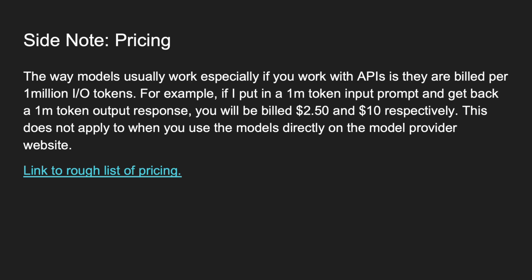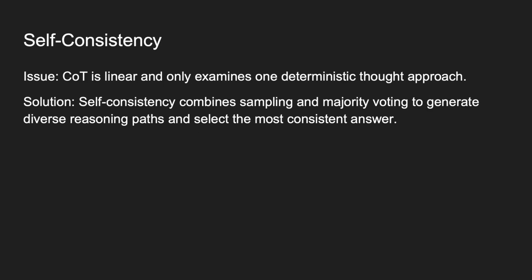And these prices can vary, but this does not apply when you use the models directly on the model provider website. Usually they've got rate limiting, or they make you pay anyways. But as we continue to learn about prompts, we can see how we can save money, and also save time, and also more efficiently use these models, so that we're not being billed crazy amounts when using, for example, their APIs. Self consistency.